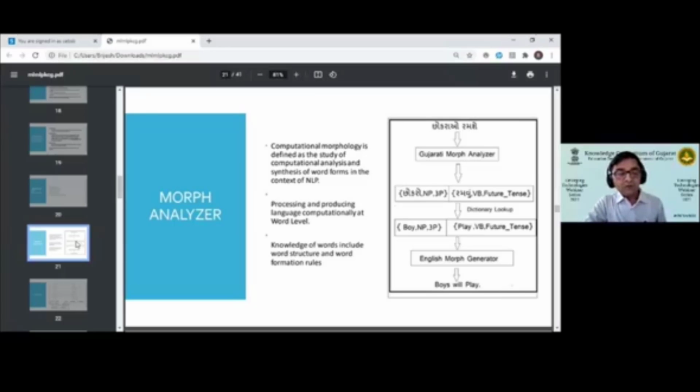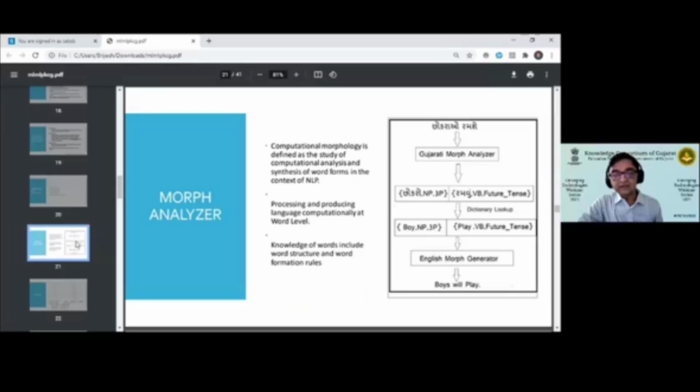First one is morph analyzer. Let's try to see what morph analysis is. Computational morphology is defined as the study of computational analysis and synthesis of word forms in the context of NLP. It is about processing and producing language computationally at word level. Knowledge of words includes word structure and word formation rules. For example, as given in the block on the right side, "Chokrao Ramshe." If you do morph analysis of this, you will get output like the curly bracket shown below.